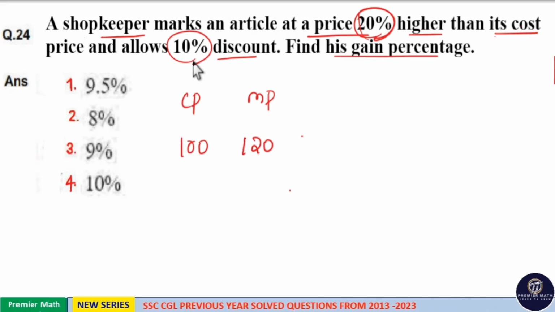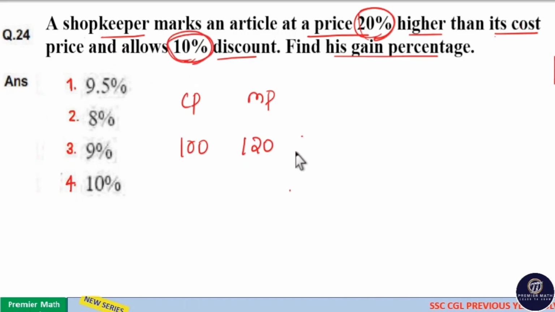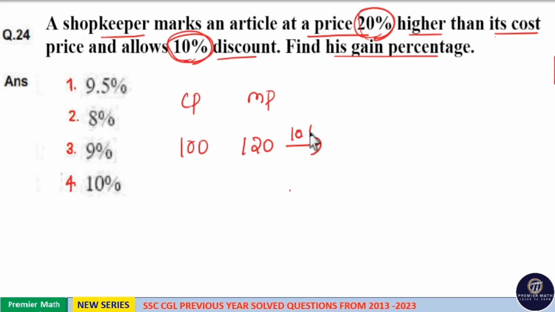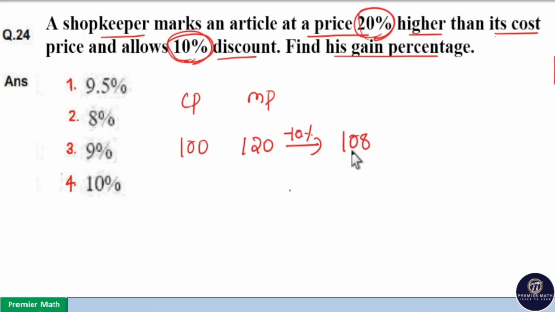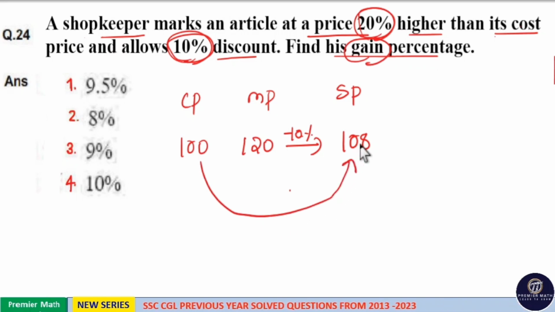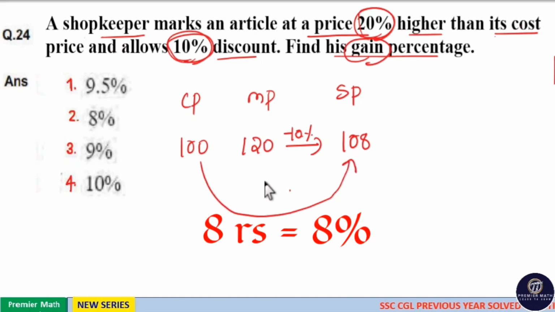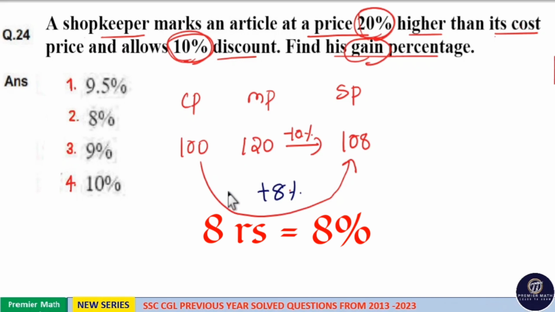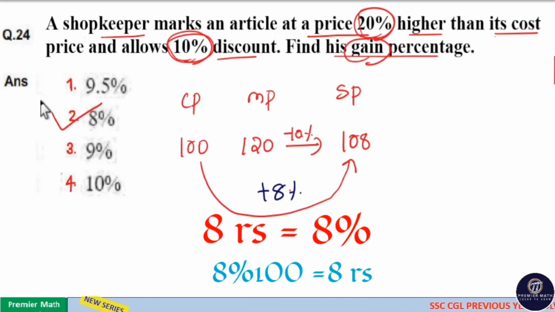Now he allows 10% discount, which means he allows 10% discount on the marked price. 10% of 120 is 12. So 120 minus 12 is equal to 108 rupees. So that is sell price is equal to 108 rupees. Then gain percentage is equal to cost price is 100, sell price is 108. So gain percentage is plus 8%. So option 2 is your answer.